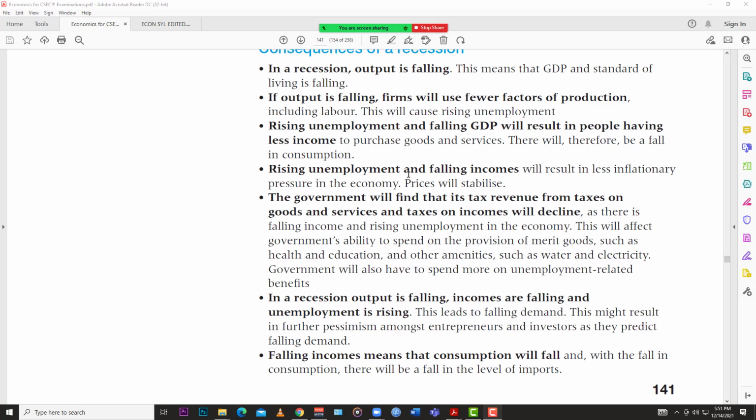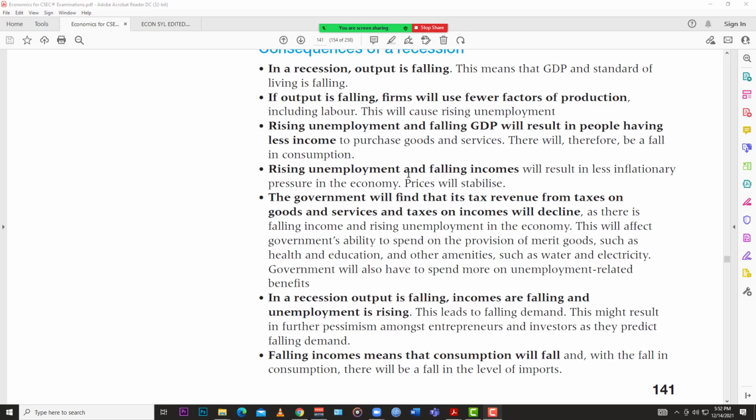In a recession, output is falling, incomes are falling, unemployment is rising. So the only thing going up is unemployment here. This leads to a fall in demand. This might result in further pessimism among entrepreneurs and investors as they predict falling demand. So you see what's going on now. Because everything is falling and unemployment is going up, investors are more reluctant to invest in the economy. And if they don't invest in the economy, how are we going to see a rise in demand? Right? So you see, everything is tied together. Unless investors are given some boost in confidence, the recession will persist.